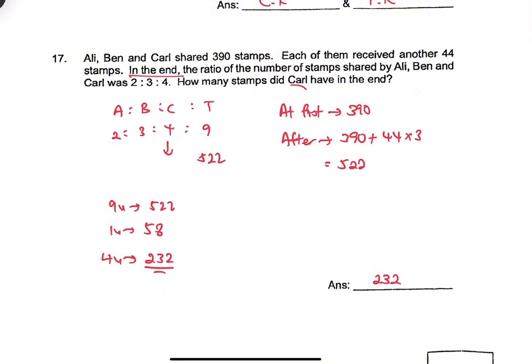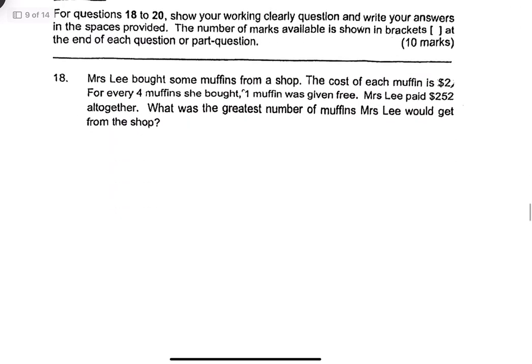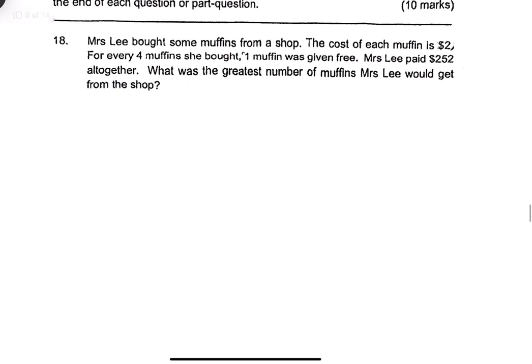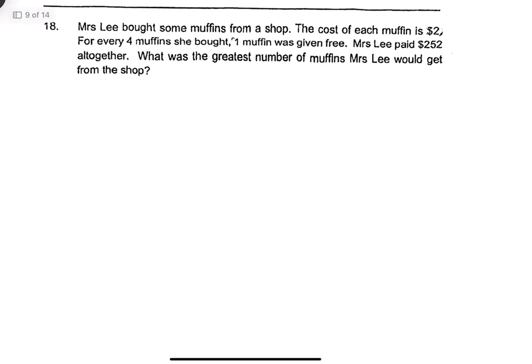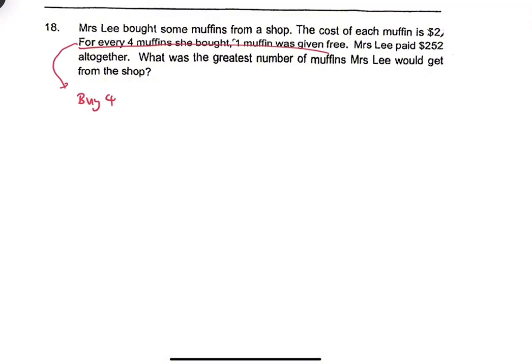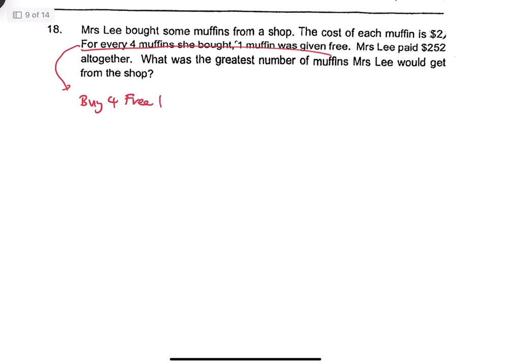Okay, let's go on to the next question. Section C. Mrs. Lee bought some muffins from a shop. The cost of each muffin is $2. Something might be missing there. Let's see. For every 4 muffins she bought, 1 muffin was given free. This means it is a buy 4 get 1 free kind of deal.